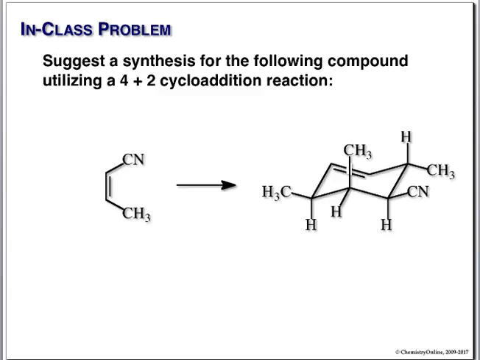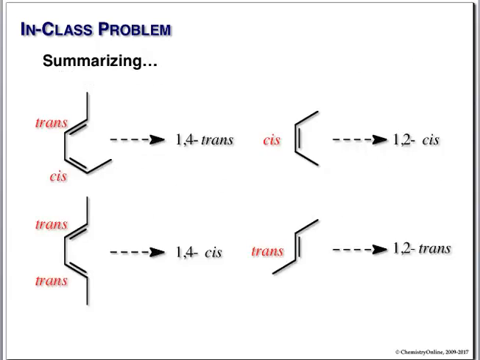Now, we need to remember our rule. We have 1, 4 trans. Where did that come from? Cis trans gave 1, 4 trans. Trans gave 1, 4 cis. Therefore, because we have 1, 4 trans, our diene must have been trans cis.